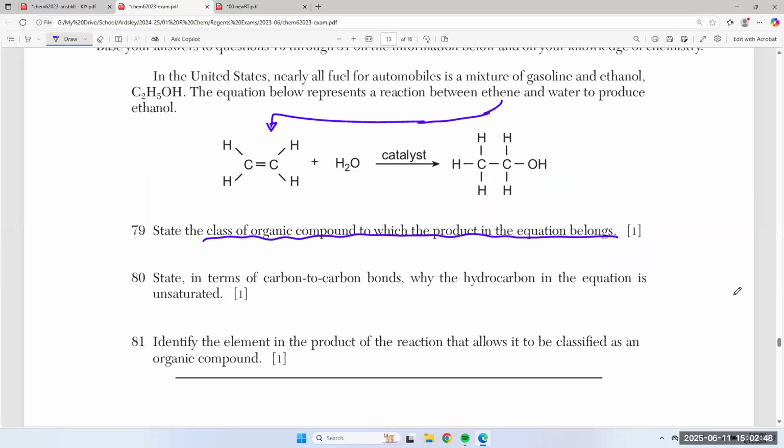State, in terms of carbon-to-carbon bonds, why the hydrocarbon in the equation is unsaturated.